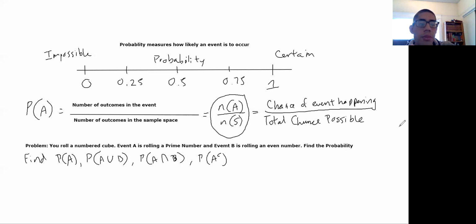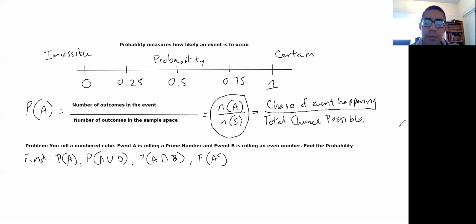You roll a numbered cube. So for all of these problems, we're going to be thinking about a cube, right? Event A is rolling a prime number. So we have a dice, and in the dice, there are 6 sides, right? I want you to think about that for all these problems. Just picture the dice.